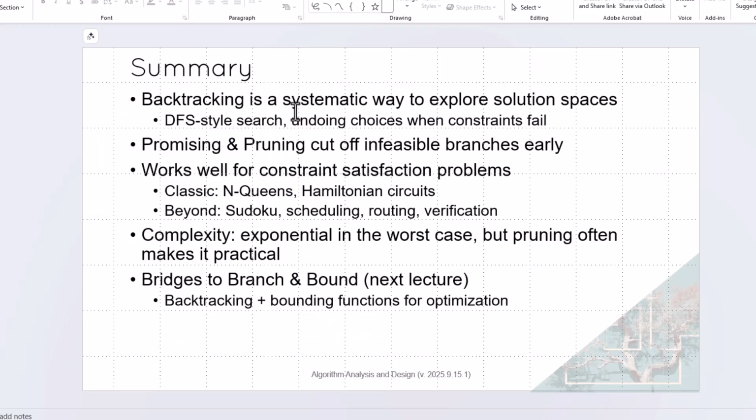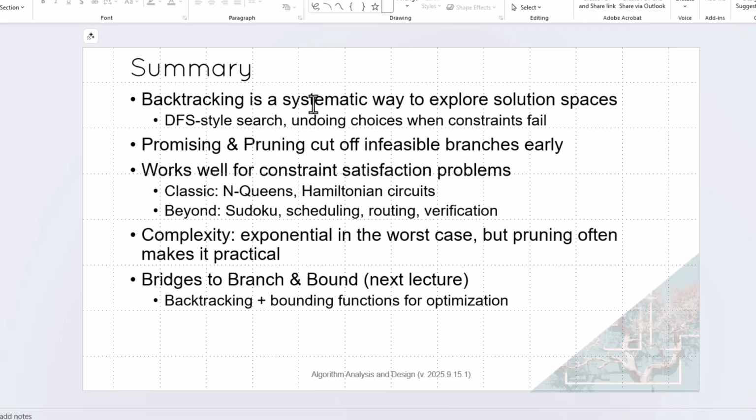All right, so summary. Backtracking is a systematic way to explore solution spaces. It's a depth-first style search. Undoing choices, that's the pruning, when the constraints fail. Okay, so I'll get that in your head if it hasn't already stuck there from the multiple times I've said it: backtracking is basically depth-first search with pruning. Depth-first search with pruning. And the pruning is undoing the choices.